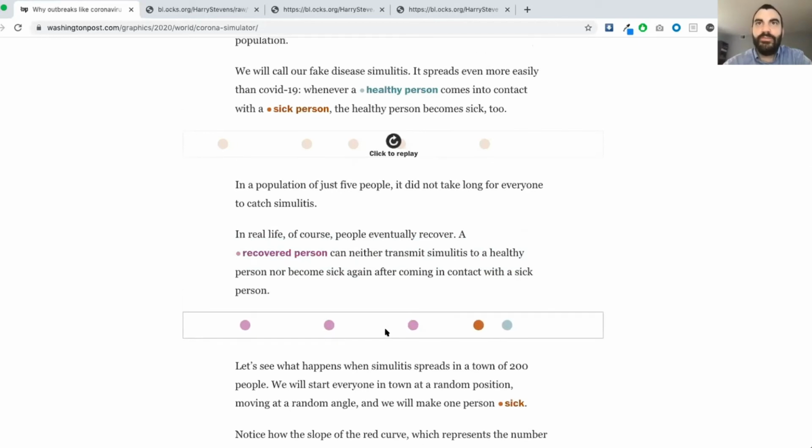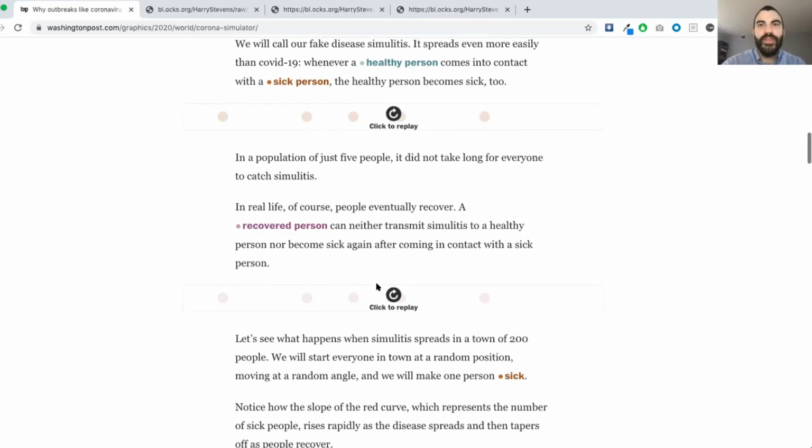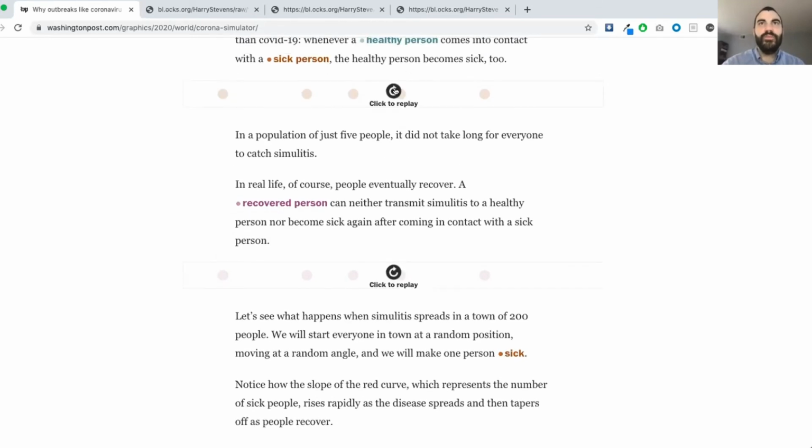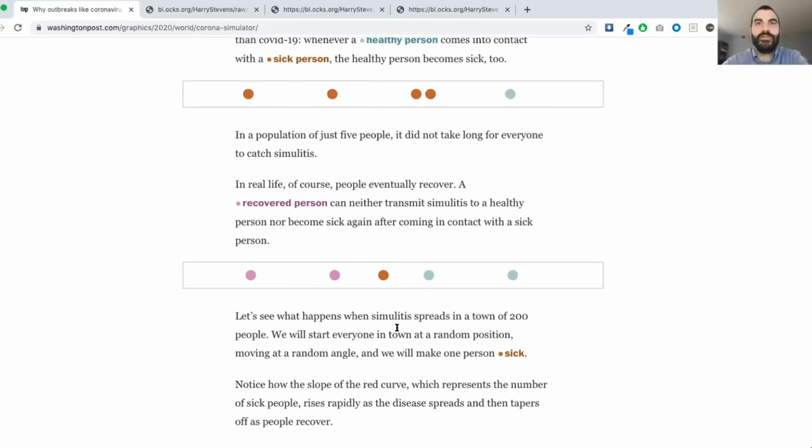And so I had to make it clear at several points throughout the course of the article, just reminding people that this is not COVID-19. This is a fake disease called simulitis. Because even though it's an extreme simplification, the metaphors are close enough to reality that people still would confuse simulitis with COVID-19.